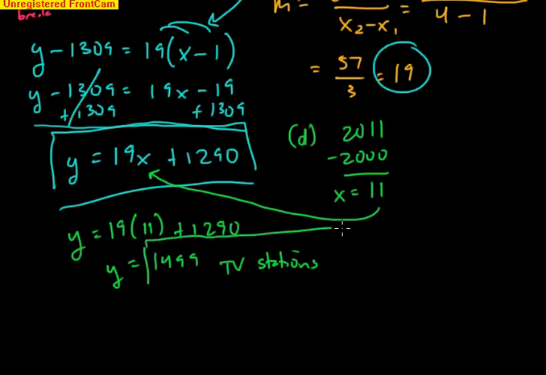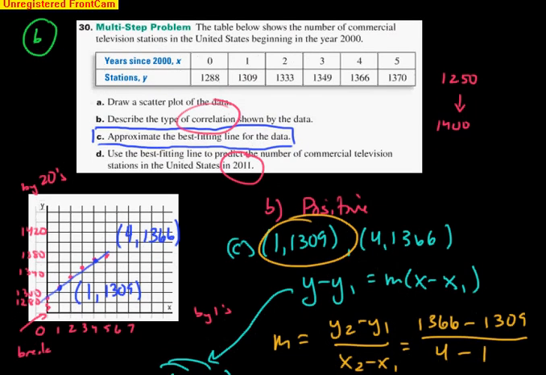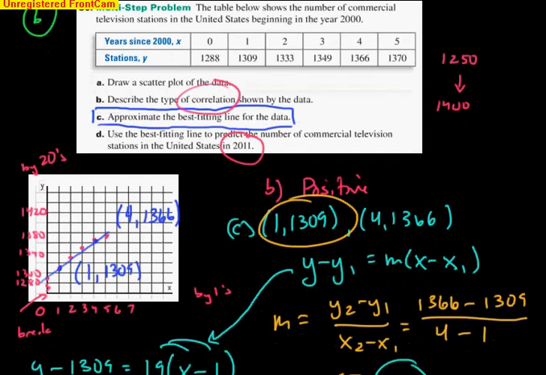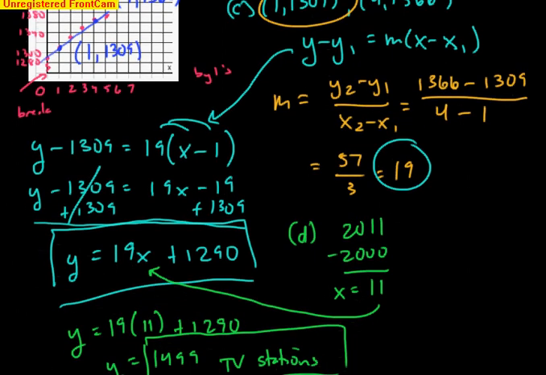And there you go. And that is the full problem. This is 1/6 of your test, this problem. If you can do this problem, everything else should be a piece of cake, because you have to find the equation of a line, which is one of the biggest things you have to do on this test.